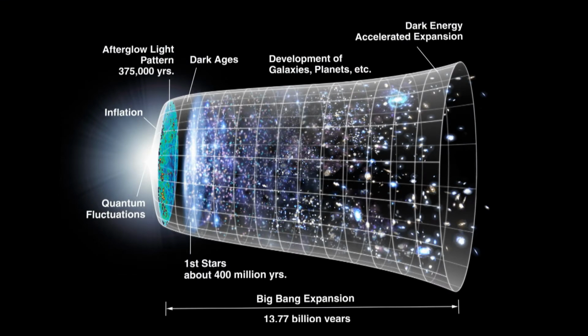If you look at this first slide here, that is a composite of how the Big Bang expansion occurred. There was virtually nothing until about 400 million years after the first Big Bang. So then what happened with this electromagnetic stuff going on?